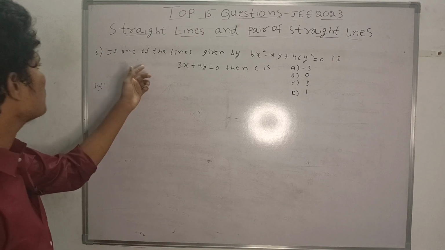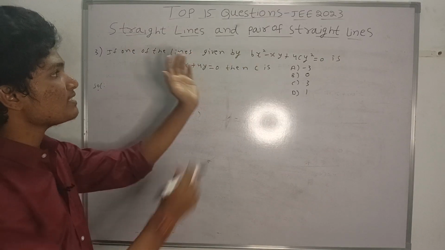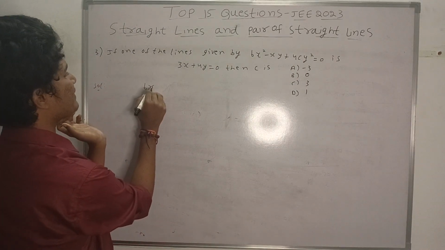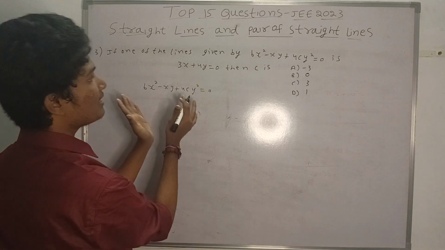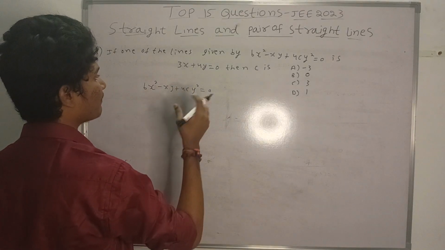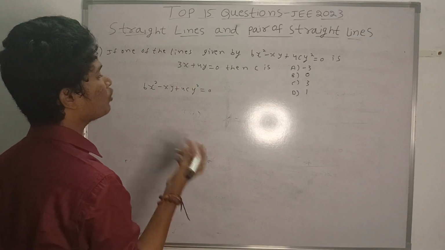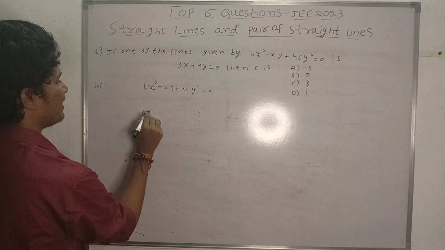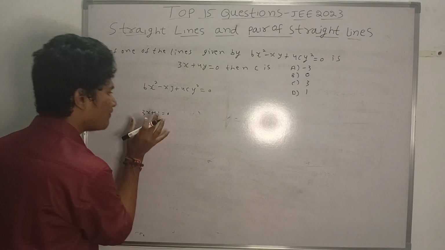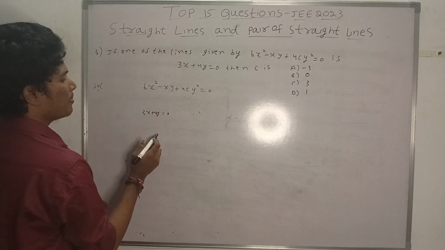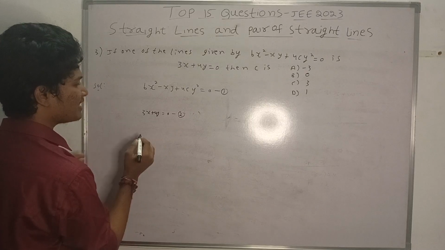When we see the question, first read it carefully. This is a pair of straight lines, 6x square minus xy plus 4c y square, and a pair means two equations. The first equation is already given, 3x plus 4y equal to 0, and you have to find the other equation. To find it, I am substituting the value from here into this equation. This is equation 1 and this is equation 2.